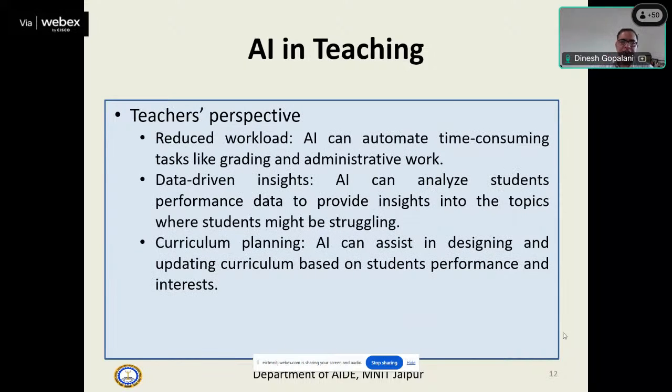And what is teacher's perspective? So reduce workload in the sense that many of the things can be automated actually, which are time consuming, like grading and administrative work. So you can get more time for the subject preparation rather than on this. You can analyze the students' performance data and you will get insights actually that what the students are struggling for, which kind of topics they are having difficulties, so we can learn from these things actually.